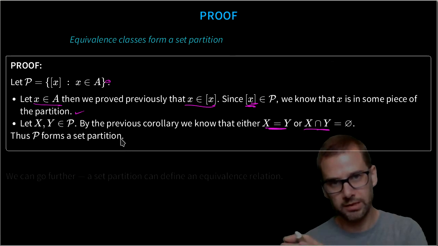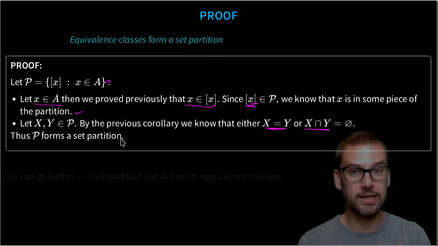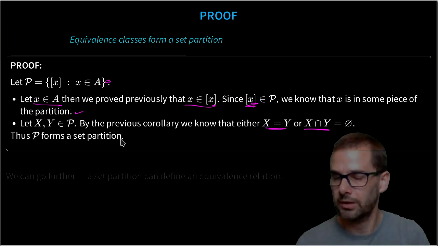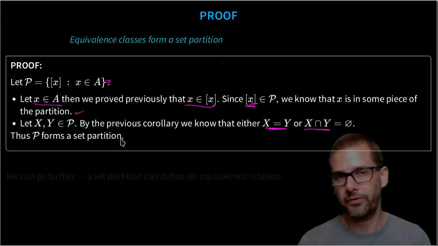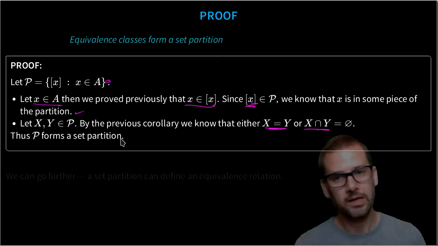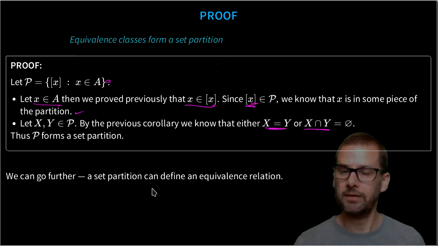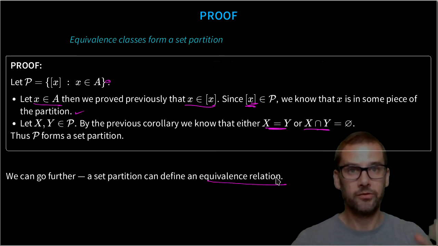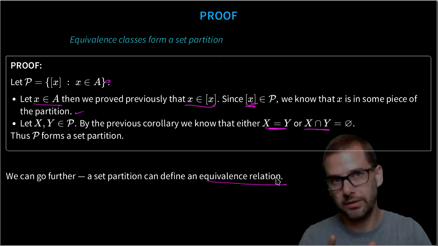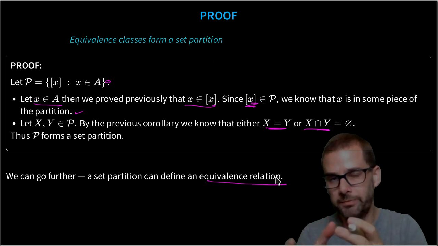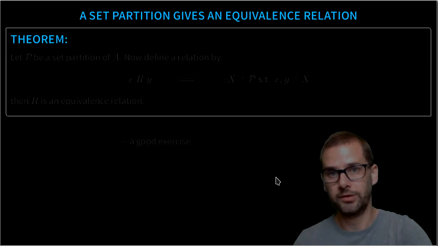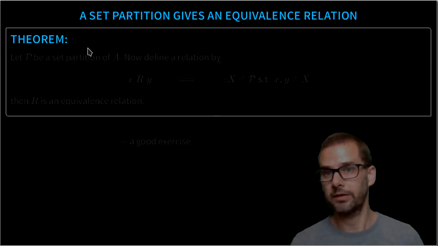So equivalence classes are a way of chopping up a set into pieces. Of course, they have lots of other structure because they come to us from relations, but we can actually go further. We can go the other way. In particular, given a set partition, we can use that to define an equivalence relation. So if you take a set and you chop it up into pieces, we can use those pieces, the set partition, to define a new equivalence relation. So here's a theorem that tells us that.